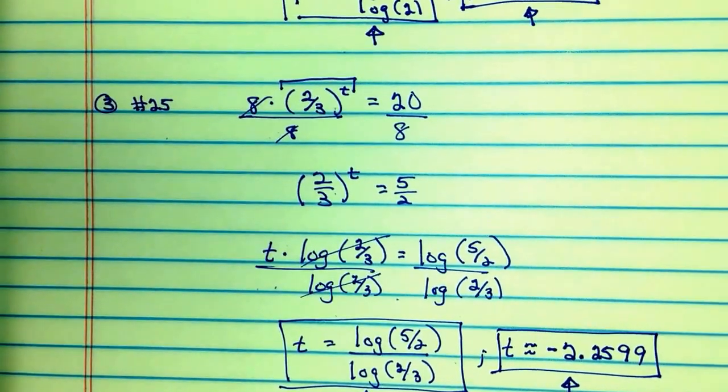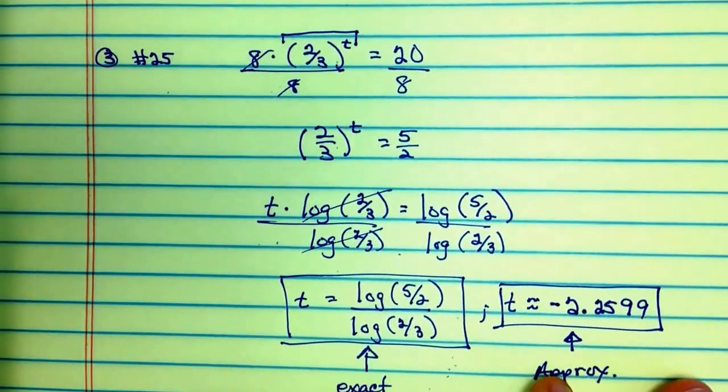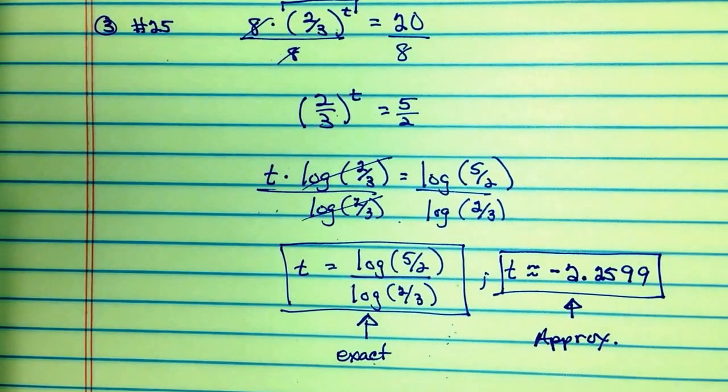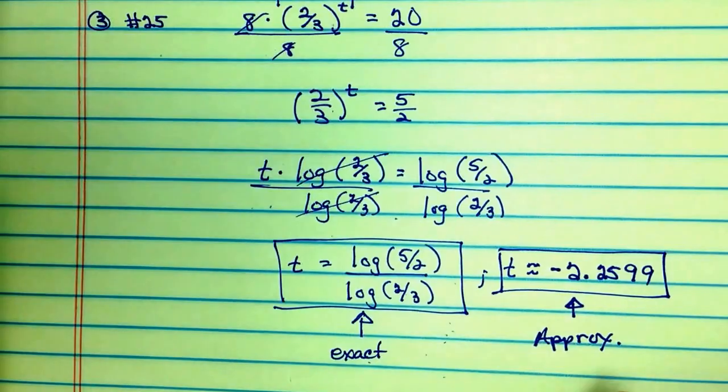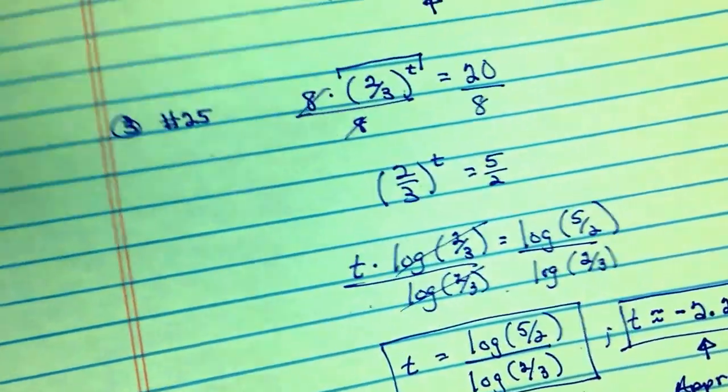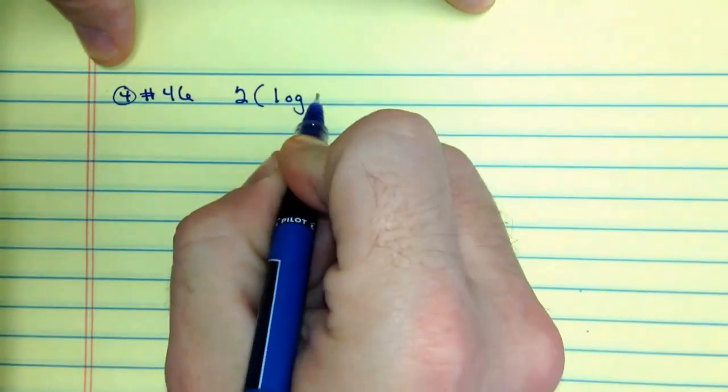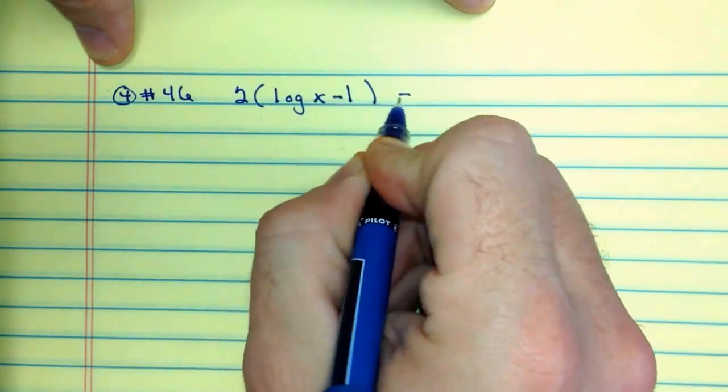Okay, so that's all solving the exponential equations. Now let's try to solve a logarithmic equation. Remember from the previous section, we learned that logarithms and exponentials are inverses of one another, so we use logs to solve exponentials. Now let's solve number 46, a log equation: 2 times log of x minus 1 equals 9.